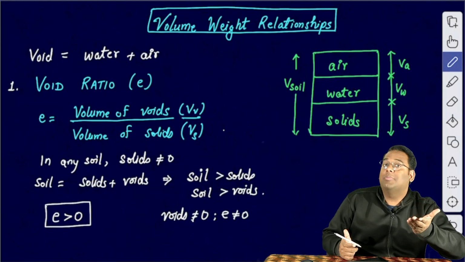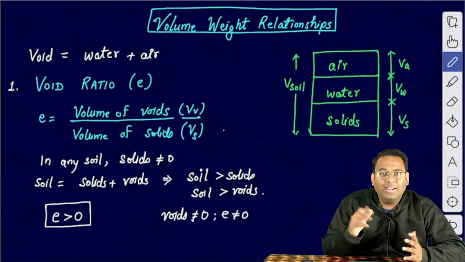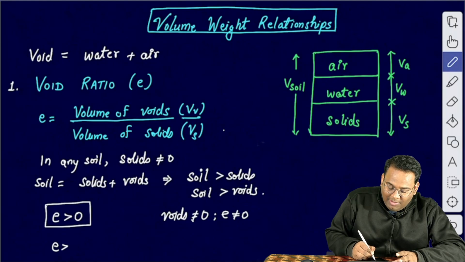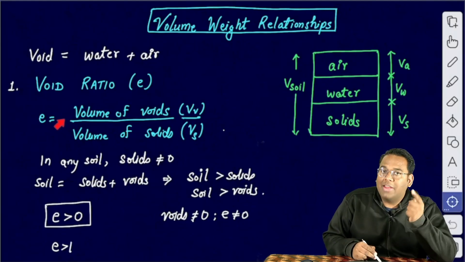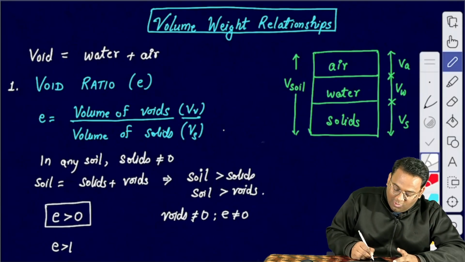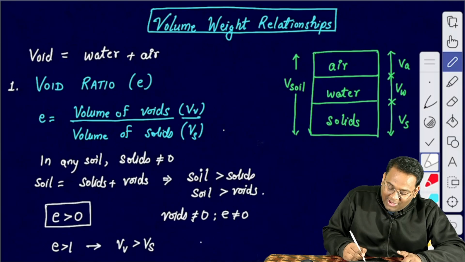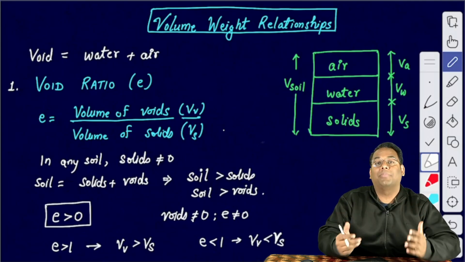But what is the maximum limit of e? See, e can even be more than 1. When will e be more than 1? See, here this is actually a ratio. A ratio can be more than 1 if the numerator is more than the denominator. Yes or no? So this is possible when the volume of voids is more than the volume of solids. And if e is lesser than 1, that means the volume of voids is lesser than the volume of solids. And yes, both are possible.